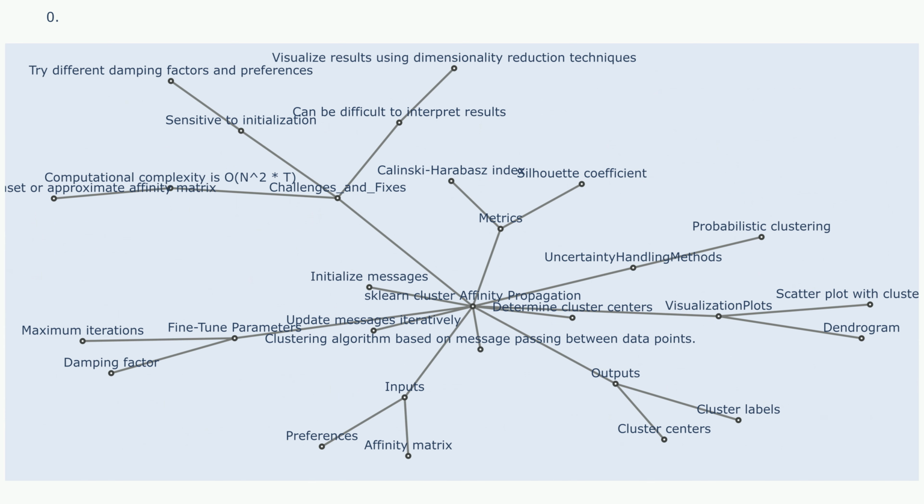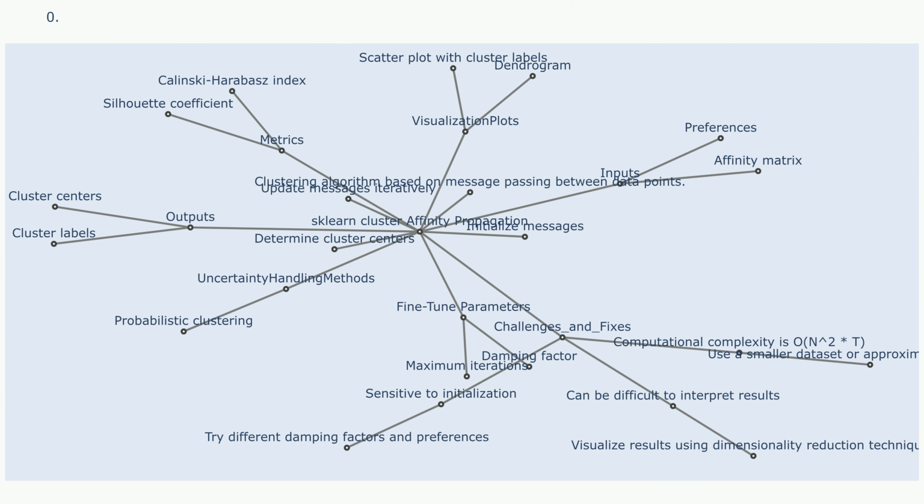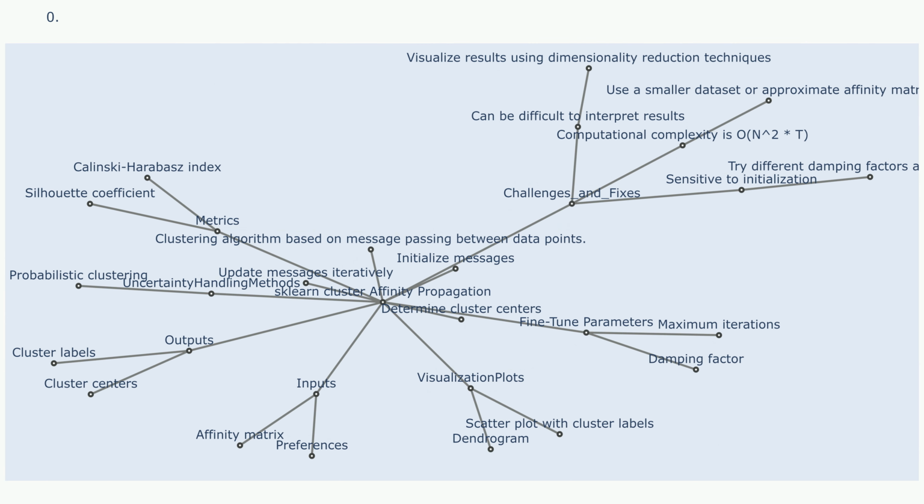indicating better clustering. Visualization plots: a dendrogram visualizes the hierarchical structure of clusters, but is not directly applicable to affinity propagation. A scatter plot with cluster labels visualizes the data points in 2D or 3D space, color-coded by cluster membership.